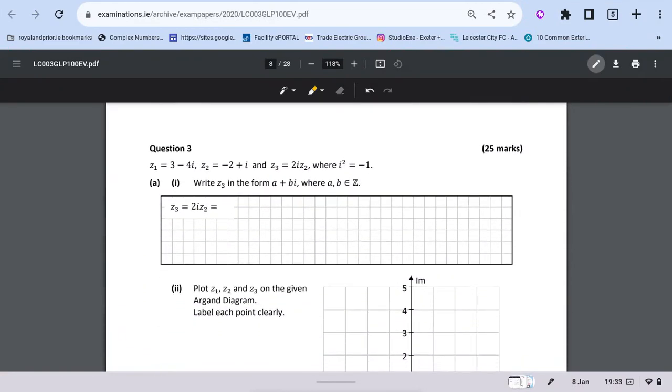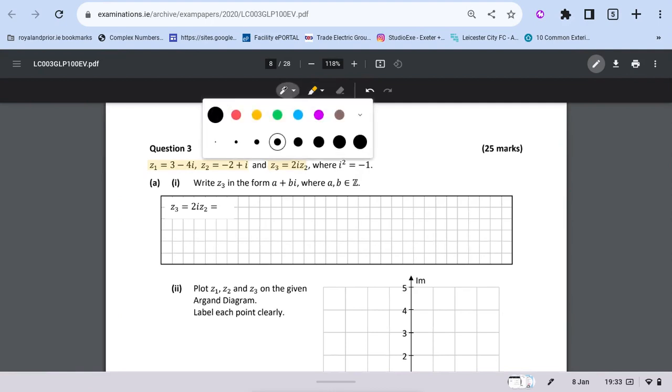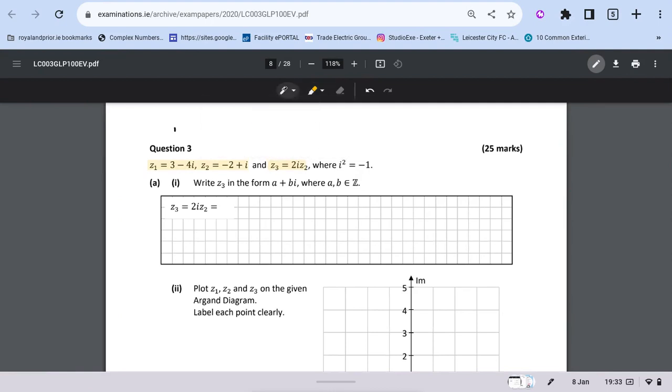Right, simultaneous or complex numbers here now. We're given 2 complex numbers, Z1, Z2, actually, and Z3. So here it says write Z3 in this form. So Z3 is 2i Z2. So 2i multiplied by Z2, which is minus 2 plus i. Multiply that out. Minus 4i plus 2i squared.